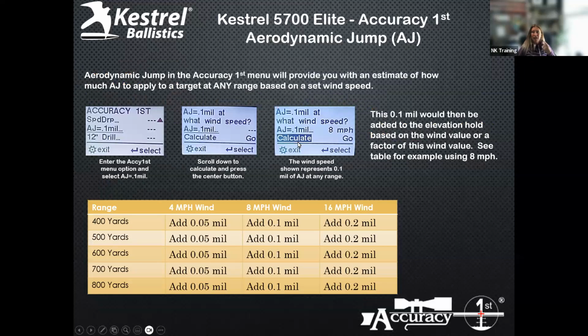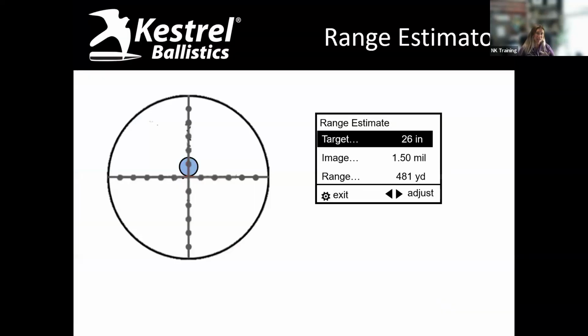All right. It also, on the Accuracy First page, will have aerodynamic jump. So it's going to give you what your aerodynamic jump is. And then there is a 12-inch drill. I believe we have one video online. We don't do anything in the classes here for 12-inch drill, but you can always ask the Accuracy First guys about that. So we are really behind here.